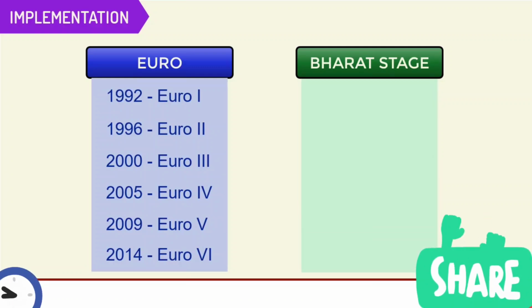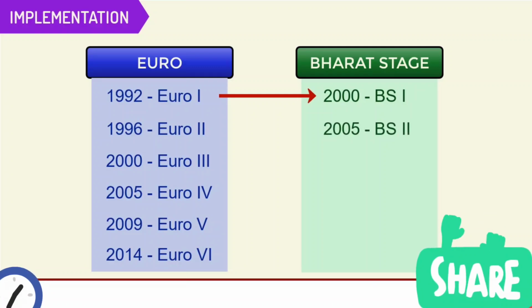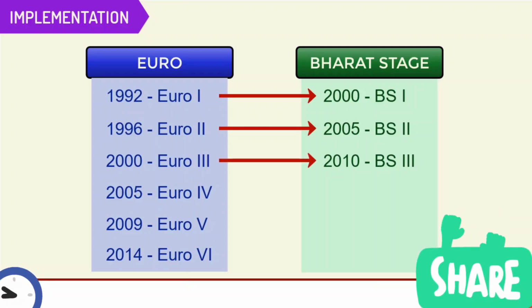Euro 1 norms had been directly copied in India in year 2000 and named as Bharat Stage 1. In 2005, Bharat Stage 2 was implemented and the reference was taken from Euro 2 standards. After 5 years, in 2010, Bharat Stage 3 was implemented and the reference was taken from Euro 3. Currently, in India, BS4 is implemented and it was started in 2017 and the reference was taken from Euro 4.